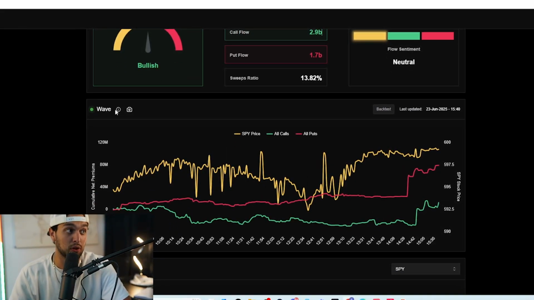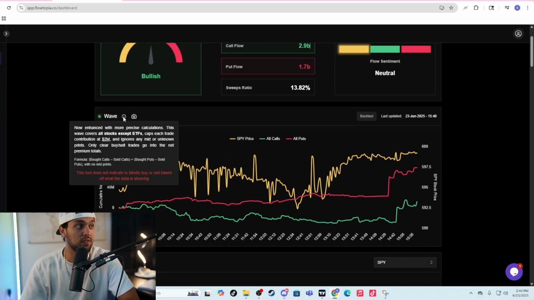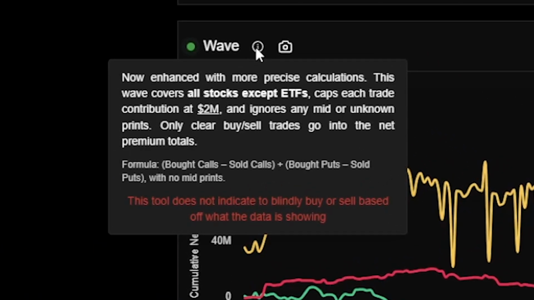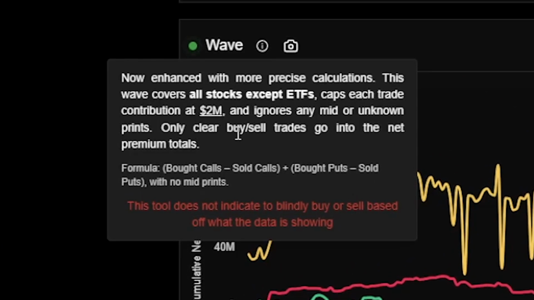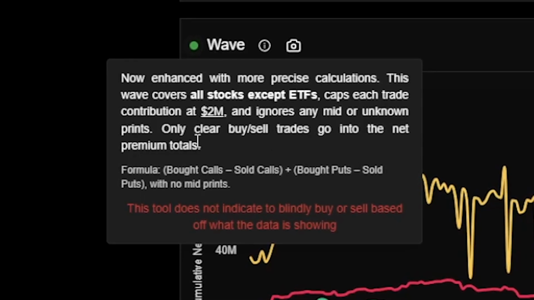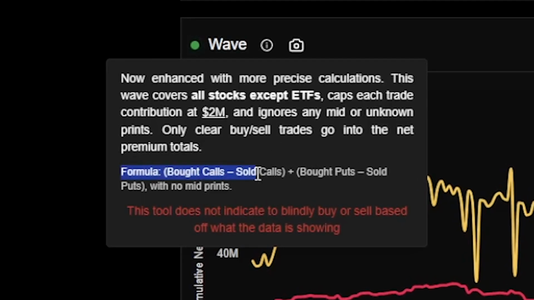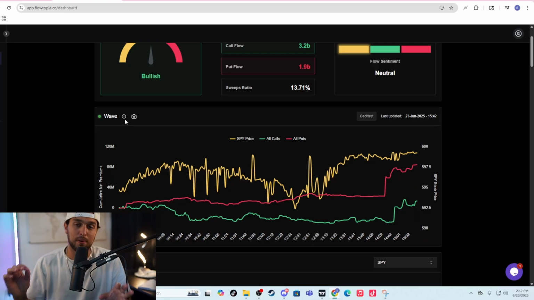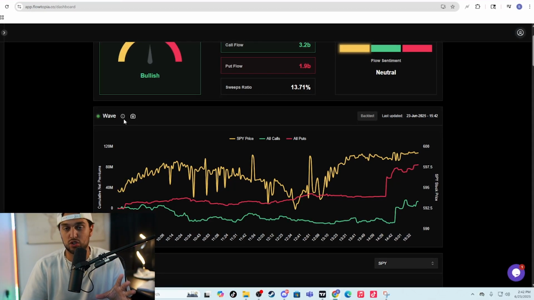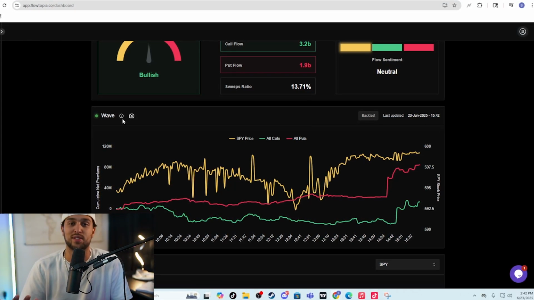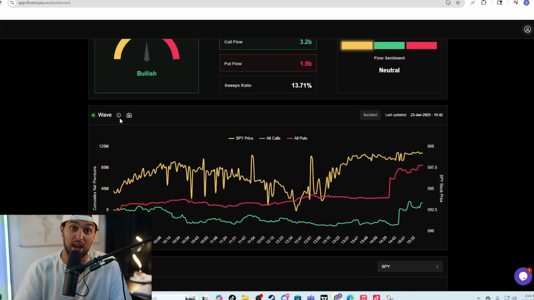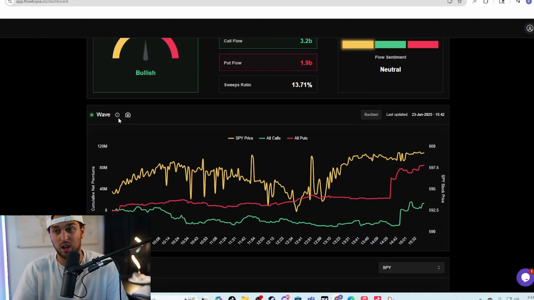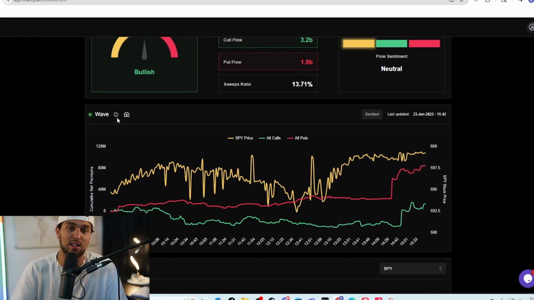WAVE is actually filtered completely differently. It caps off at $2 million per trade. It ignores any mid or unknown print. Only clear buy/sell trades go into net premiums. And here's the formula, as you can see. I will never blindly buy just off of what the WAVE is saying. Because yes, this is what market makers are buying/selling, but that's not what's going to drive the price real time, right? It's going to give you an edge on seeing what they're buying, what they're selling, but it has to make sense to an extent.